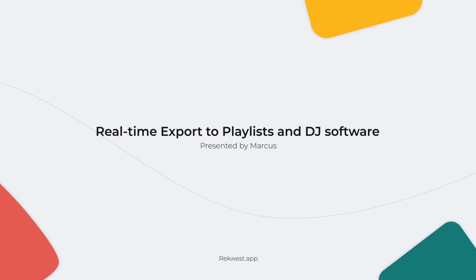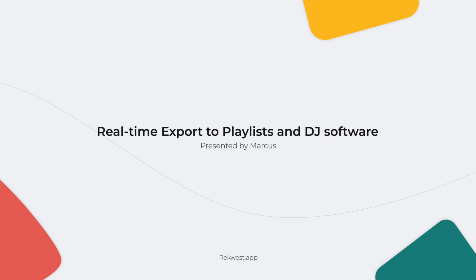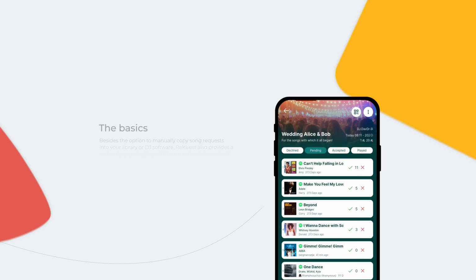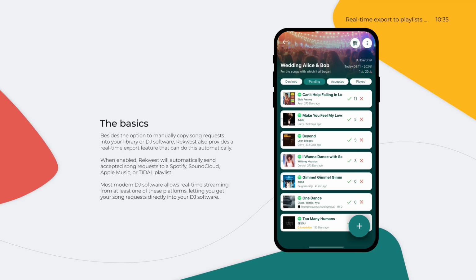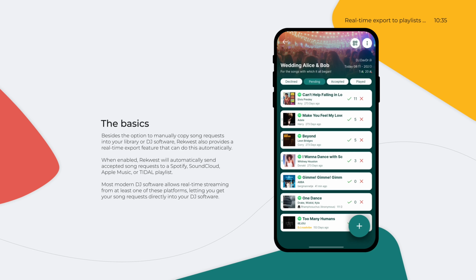Real-time export to playlists and DJ software. Besides the option to manually copy song requests into your library or DJ software, Request also provides a real-time export feature that can do this automatically. When enabled, Request will automatically send accepted song requests to a Spotify, SoundCloud, Apple Music, or Tidal playlist. Most modern DJ software allows real-time streaming from at least one of these platforms, letting you get your song requests directly into your DJ software.